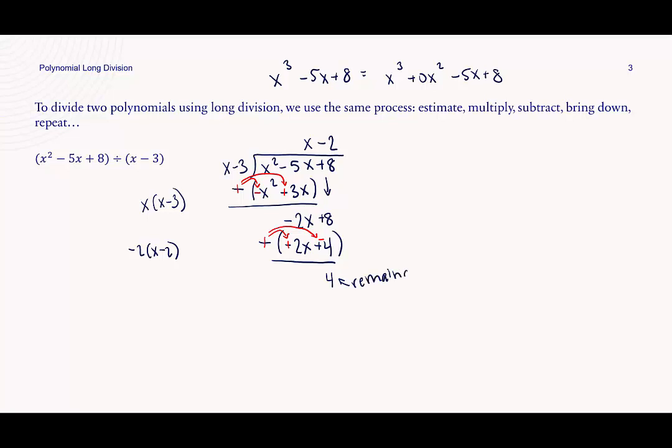The way that we write it, since this is a polynomial, is we're going to take the sign, it's a positive 4, so we're going to say plus the remainder over the divisor. So my final quotient and remainder here is x minus 2 plus 4 over x minus 3. I know these are a lot to process. Let's look at another example.